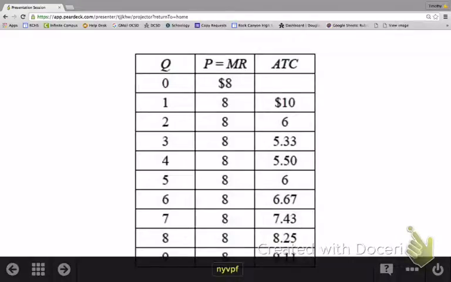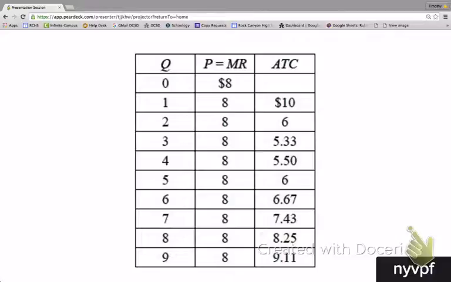So let's take a look at a modified version of the table that we just looked at. Okay. We can see from this table that at quantity of 5, price is greater than average total cost. So profits, we know now, are positive.